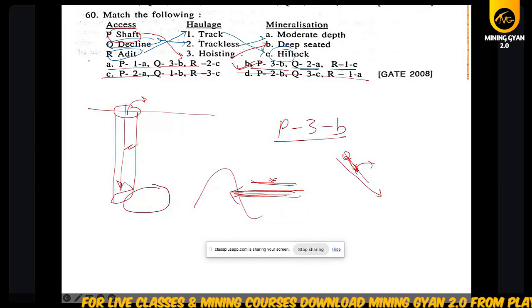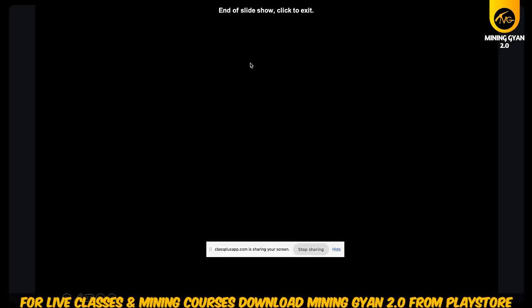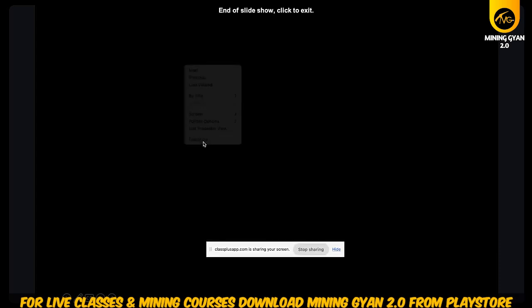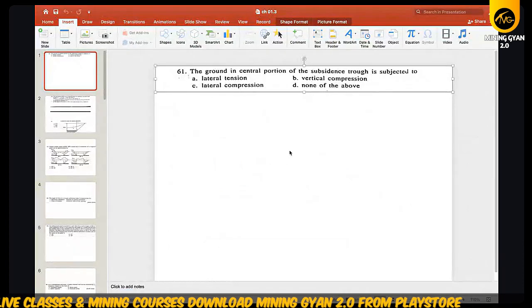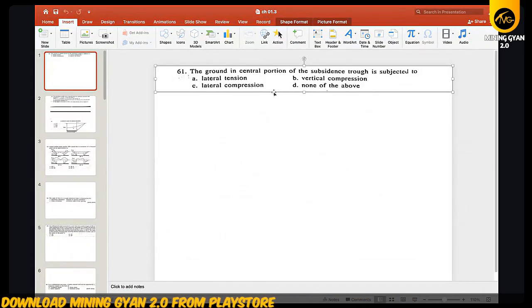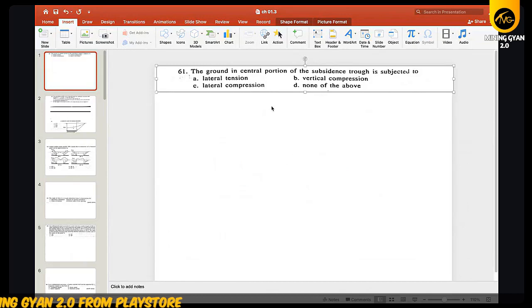Okay, come to the next question. Oh, the slide is over. Okay, other slide. The ground in the center position of the subsidence is subjected to, ये हमने कवर नहीं किया है. When you come to the next question.